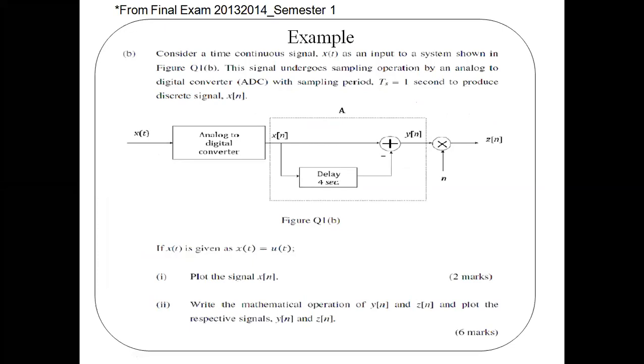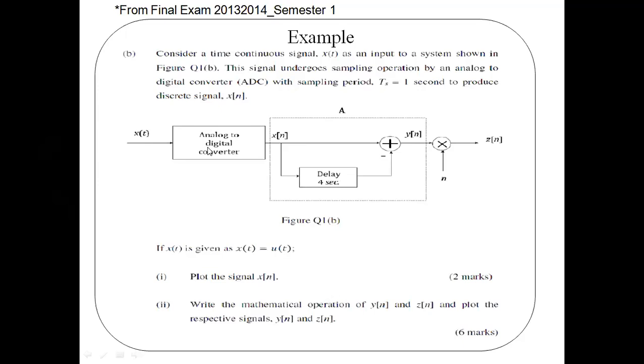Consider a signal or a system which looks like this. We have the system. xt is the continuous time signal, which passes through the ADC, the analog to digital converter. The ADC has a sampling period of 1 second, which means that the signal xt will be sampled at each value of 1 second. That's what is meant by a sampling period of 1 second.